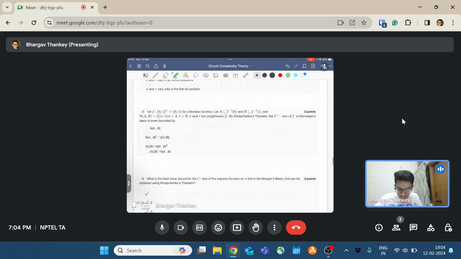The second one is: let f be a Boolean function from {0,1}^n to {0,1}, and let A be a subset of f inverse 0, B be a subset of f inverse 1, and N_AB be the set of all tuples (sigma, tau), sigma in A, tau in B, so that sigma and tau are neighbors. By Khrapchenko's theorem, the L star size of f in the De Morgan basis is lower bounded by what? N_AB squared over size of A times size of B, the reciprocal of this, or size of A times size of B over N_AB. Which of these is true? The second option.